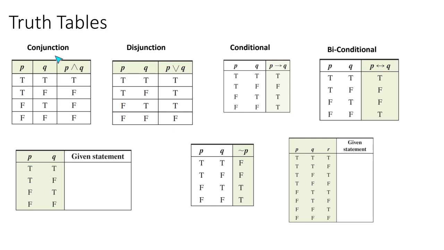So for conjunction, whenever you see the symbol for "and," your table is only going to be true when they're both true, when the two simple statements are true. Okay, now let's look at the disjunction.